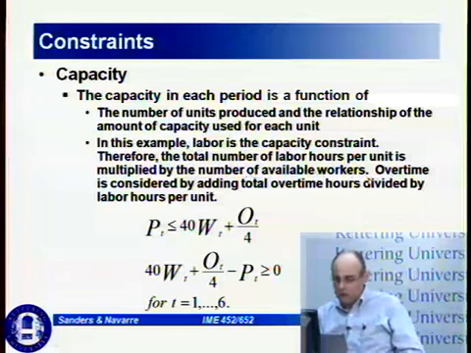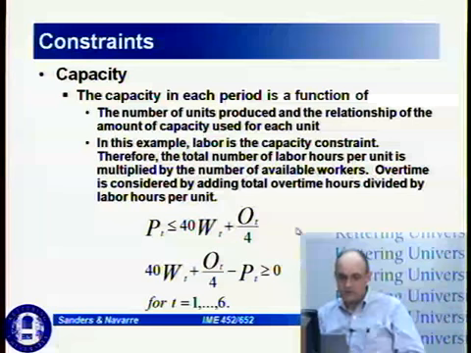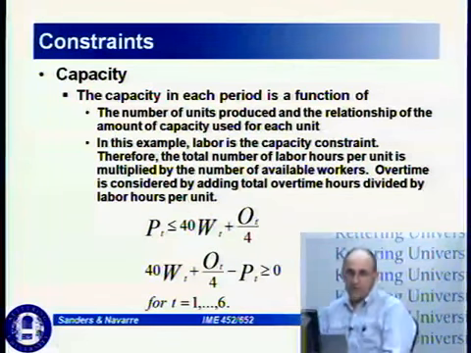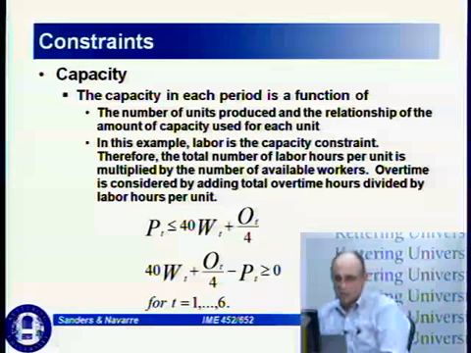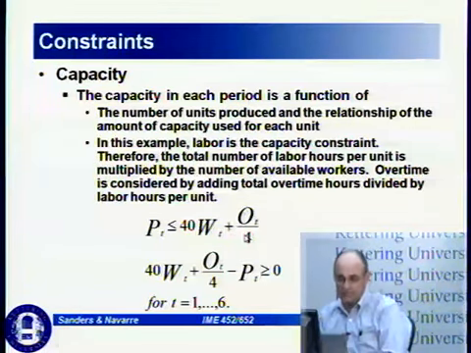Now, overtime is considered by adding in the total overtime hours divided by the labor hours per unit. So when we calculate the total number of overtime hours, we will divide that by 4 hours per unit to determine the number of units made with overtime. So that's our calculation of the units produced with overtime.